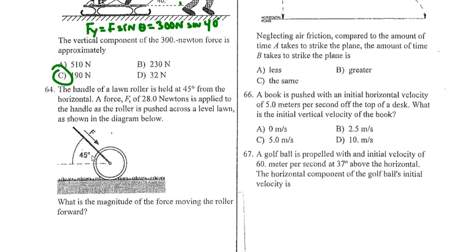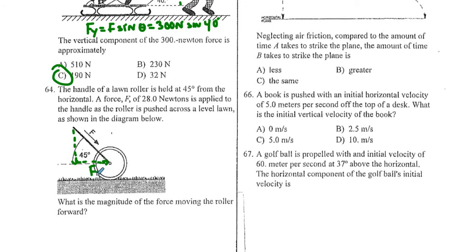All right, the next one, 64. A handle of a lawn roller is held at 45 degrees from the horizontal, so there's the 45. A force F of 28 is applied to the handle as the roller is pushed across a level lawn, as shown in the diagram below. What is the magnitude of the force moving the roller forward? Okay, so that is this one right here.